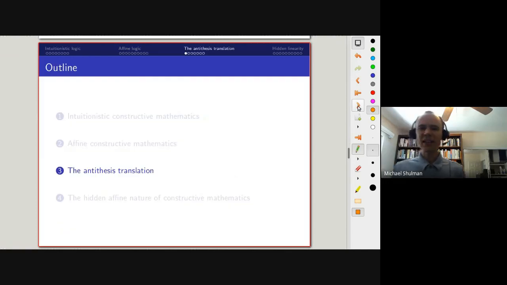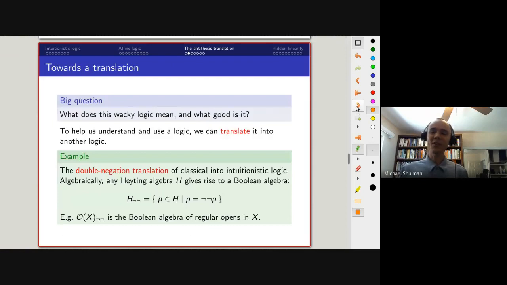But it's maybe a little hard to understand, right? Especially, I mean, intuitionistic logic is hard to understand too, maybe. But we can understand them both better if we could have some sort of a translation into a logic which we understand better, one way or another way at least. So a classical example of such a translation is the double negation translation of classical into intuitionistic logic.